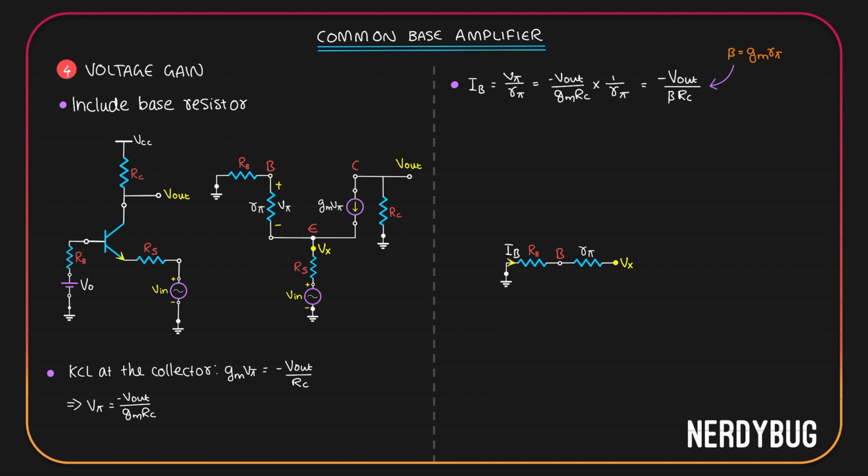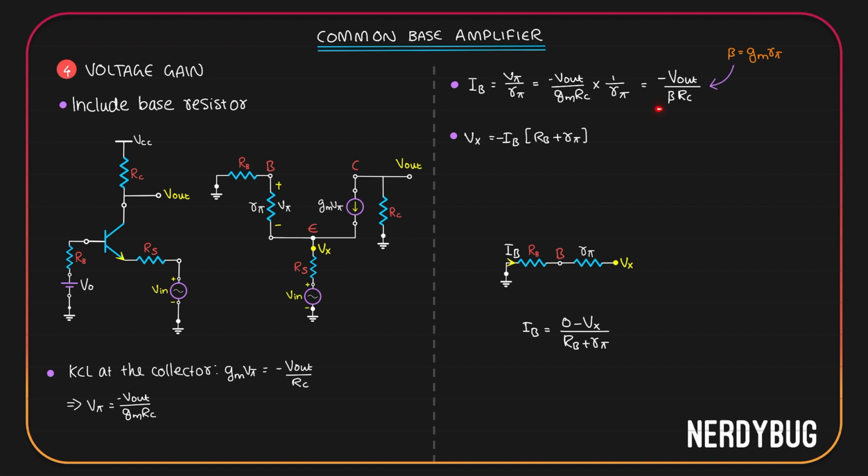Ib is flowing through Rb and R pi from 0 to Vx. If Ib is flowing in this direction, that must mean the potential here is higher than the potential here. So using Ohm's law, we can write Ib is 0 minus Vx divided by Rb plus R pi. And from there we can write Vx is minus Ib multiplied by Rb plus R pi.